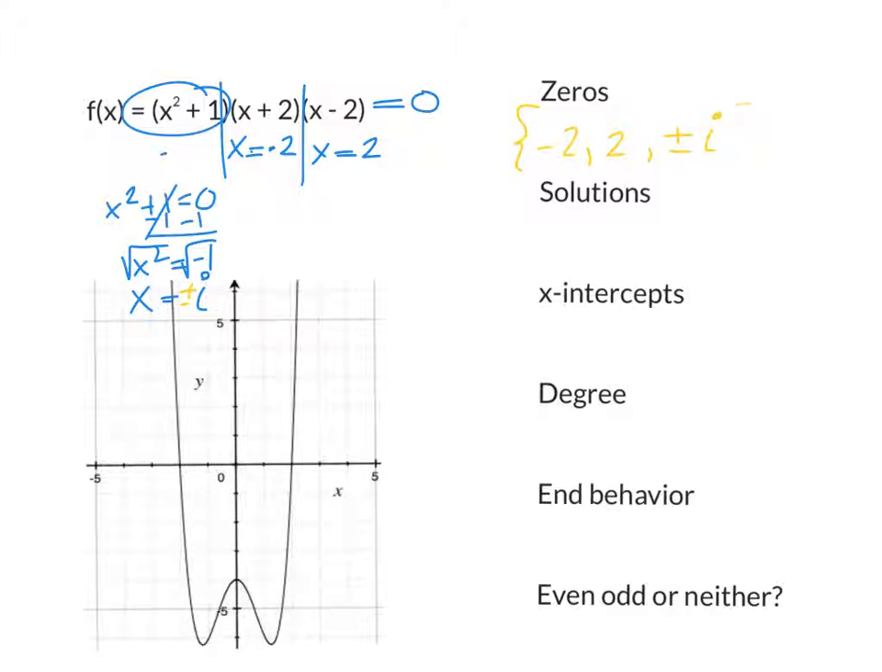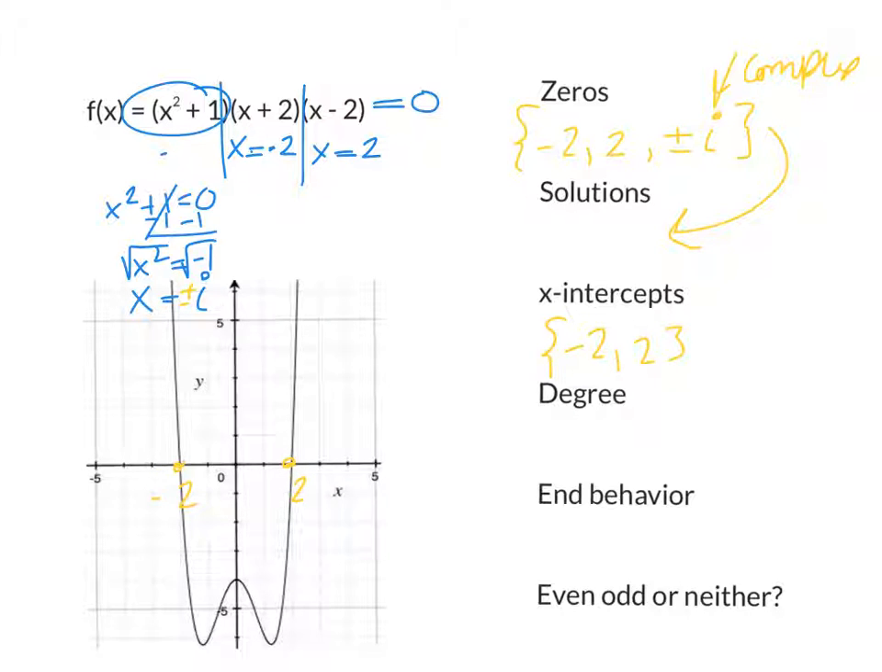So my zeros include complex zeros. This is my complex zero. They are still considered solutions, but I only have two x-intercepts now because my complex or imaginary, whatever you want to call i, they do not occur on the x-intercept. The only ones we will see are 2 and -2.